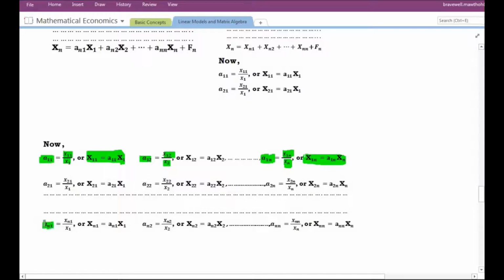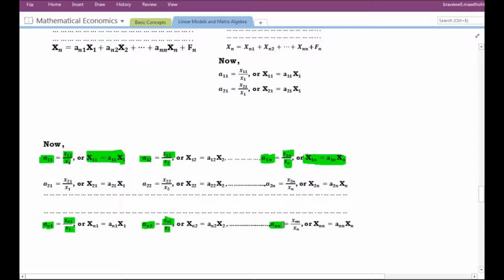An1, which is the fixed amount of input of nth industry which is to be used in the production of the first commodity, is obtained by dividing the units of goods of the nth industry used as input in the first industry by the output level of the first industry. A12, which is the fixed amount of input of the nth industry which is to be used in the production of the second commodity, is obtained by dividing the units of goods of the nth industry used as input in the second industry by the output level of the second industry.